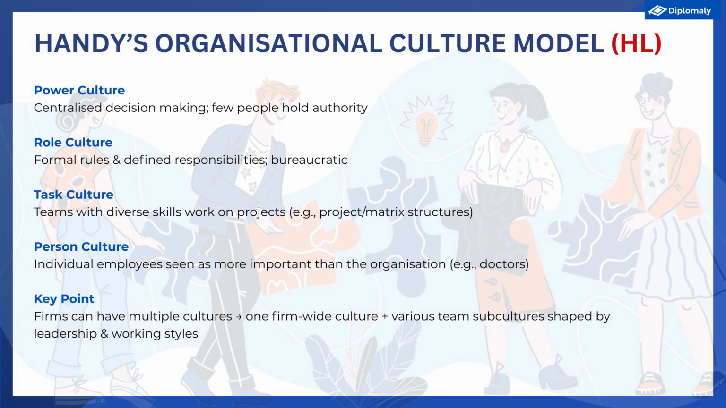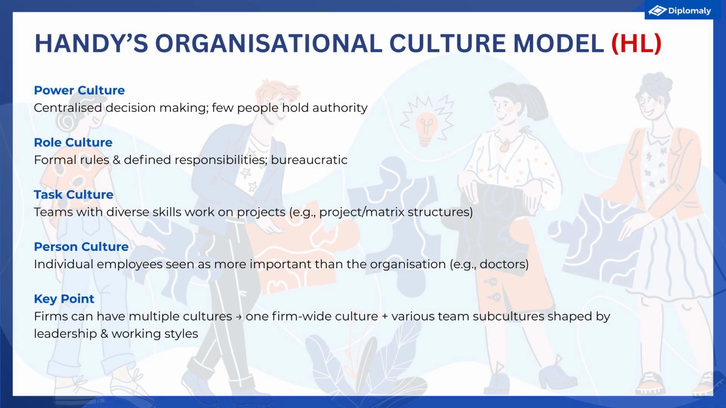Task culture, which is where teams with various skill sets come together to work on different projects or tasks the business has. This might involve a project-based structure or a matrix structure. And finally, a person culture, which is where the people see themselves as being more important than the organization. The firm only exists for the employee to work, such as a doctor. Remember that firms can have multiple cultures.